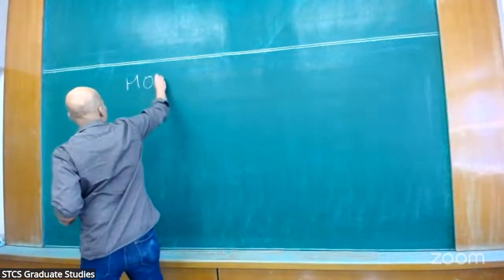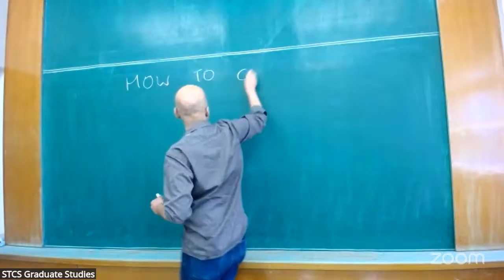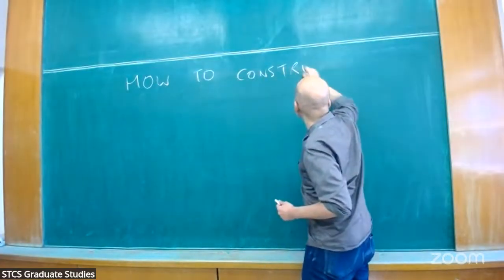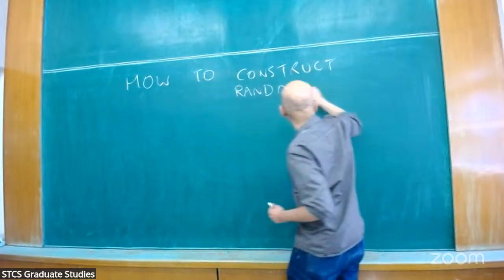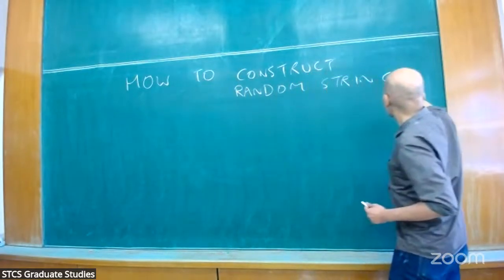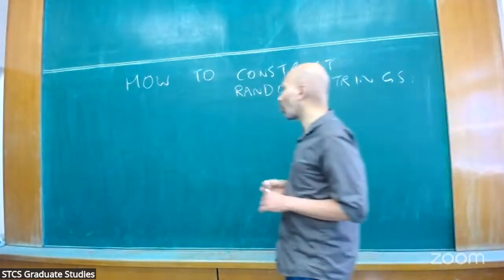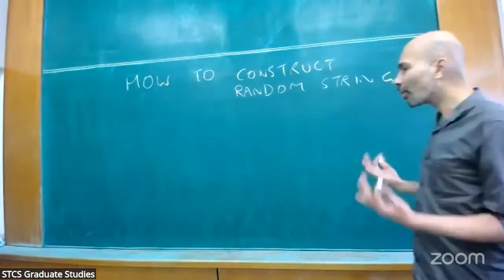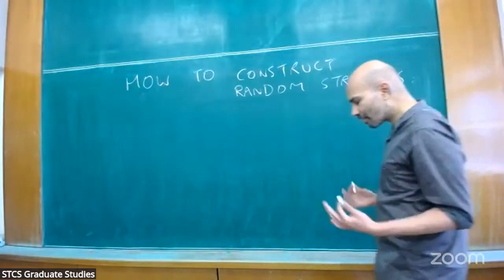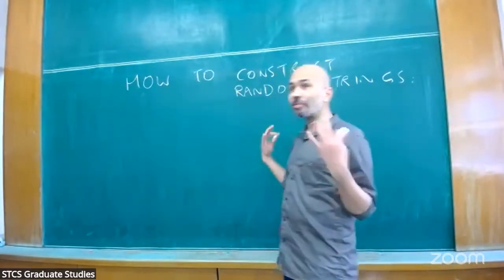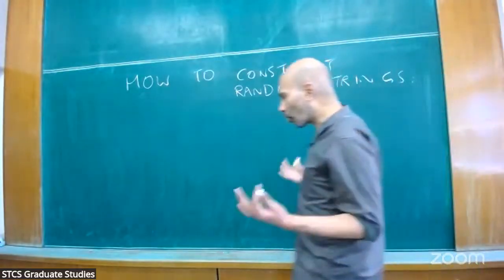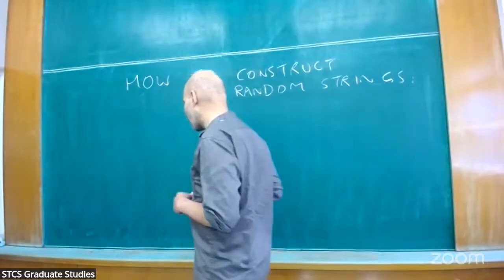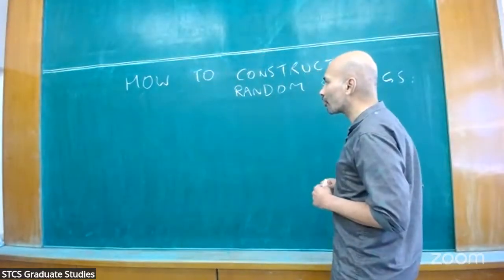Okay, so the title of this talk will be how to construct random strings. This is based on joint work with Oliver Korten. So let me tell you what the motivating question is. The motivating question is explicit constructions of combinatorial objects. Something that's of great interest in combinatorics, in complexity theory, in many different fields.